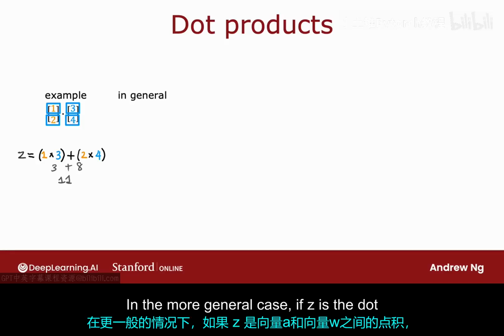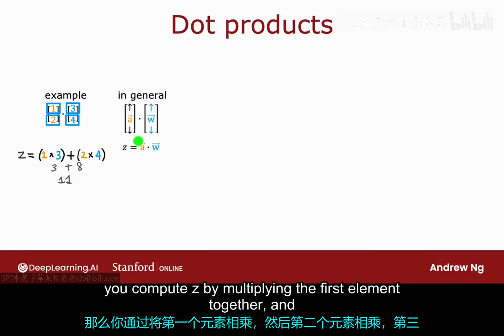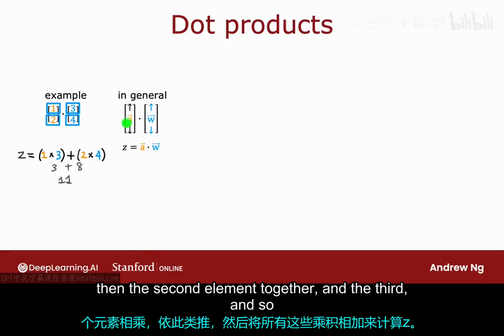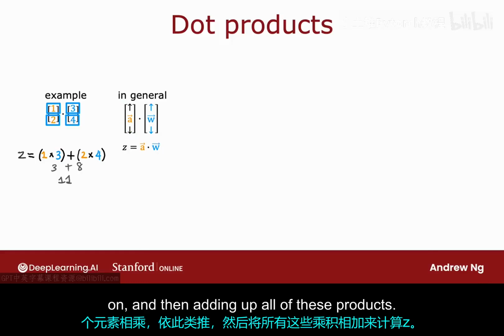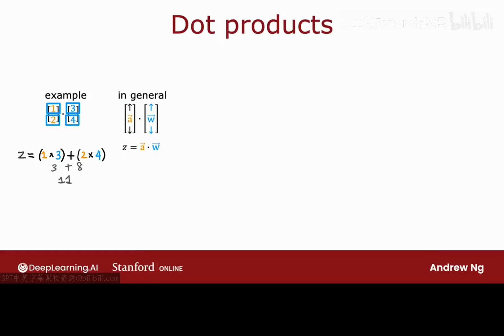In the more general case, if z is the dot product between a vector a and a vector w, then you compute z by multiplying the first elements together and then the second elements together and the third and so on, and then adding up all of these products. So that's the vector-vector dot product.